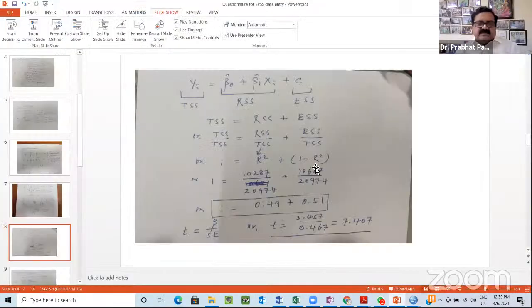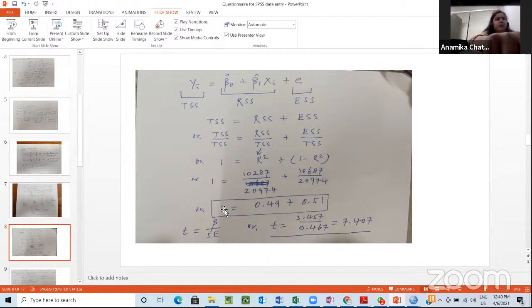Similarly, look at how 1 minus R square is calculated. 1,687, which is the error sum of squares, divided by the total sum of squares. The ratio comes to 0.51. And if you add 0.49 and 0.51, it is equal to 1. So the total sum of squares is divided into two components: regression sum of squares and error sum of squares. The ratio of regression sum of squares to the total is called R square, and the ratio of error sum of squares to the total sum of squares is called 1 minus R square, which is the coefficient of non-determination.